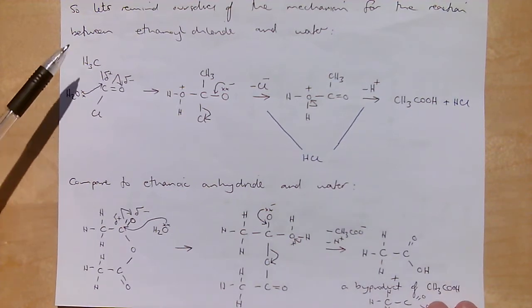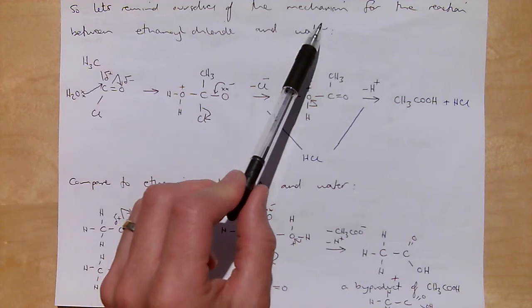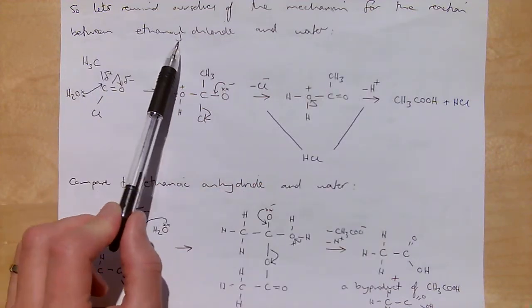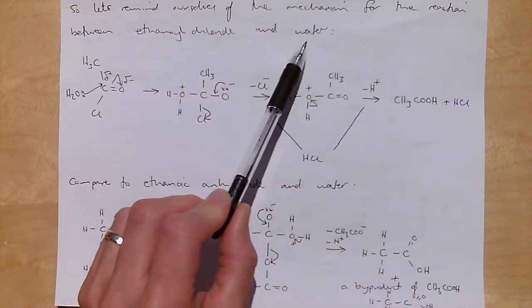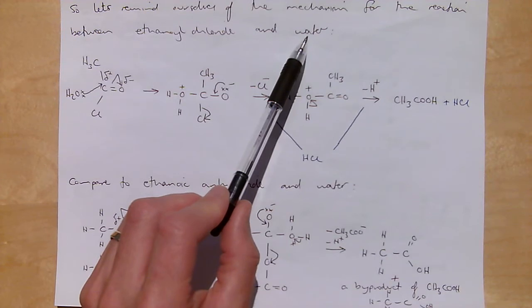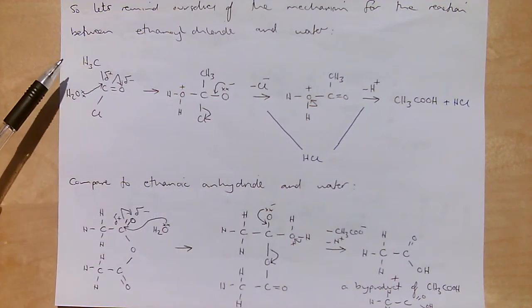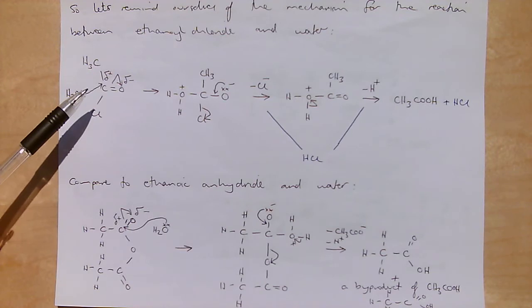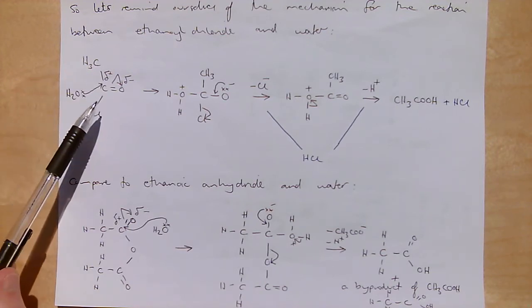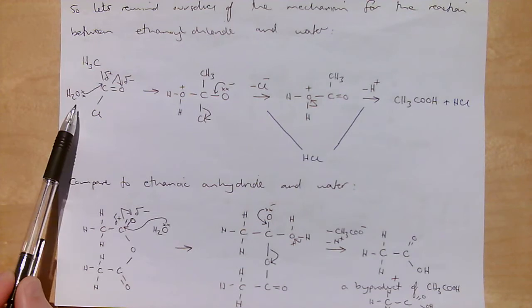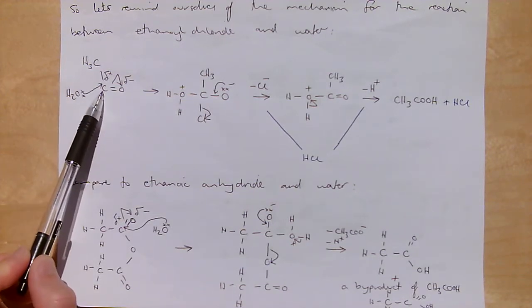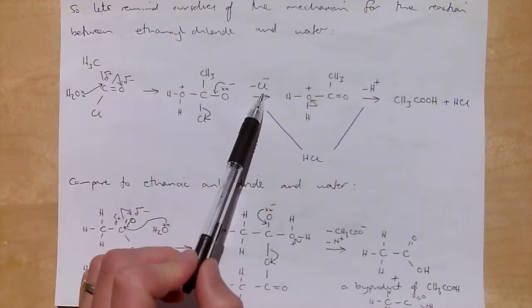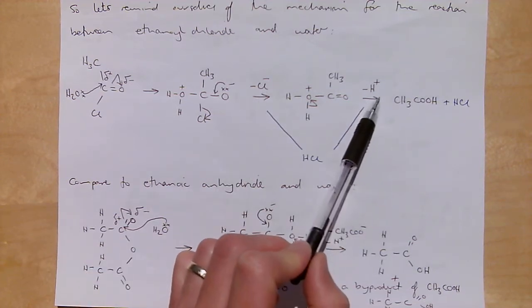Let's remind ourselves of the mechanism for the reaction between ethanoyl chloride and water. Ethanoyl chloride is an acyl chloride, and we're reacting that with water, which is behaving as a nucleophile. This is an acylation reaction, if you remember back to the previous video, and the type of mechanism is a nucleophilic addition elimination reaction. There's my nucleophile, we add it to the acyl chloride, so there's the nucleophilic addition part, and then we eliminate the Cl- and the H+.